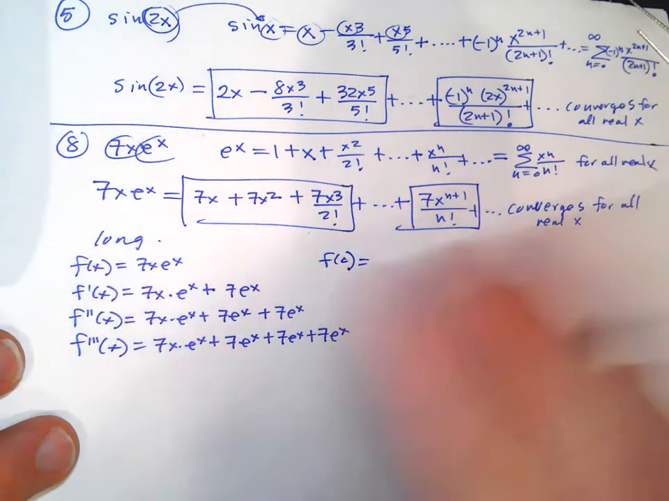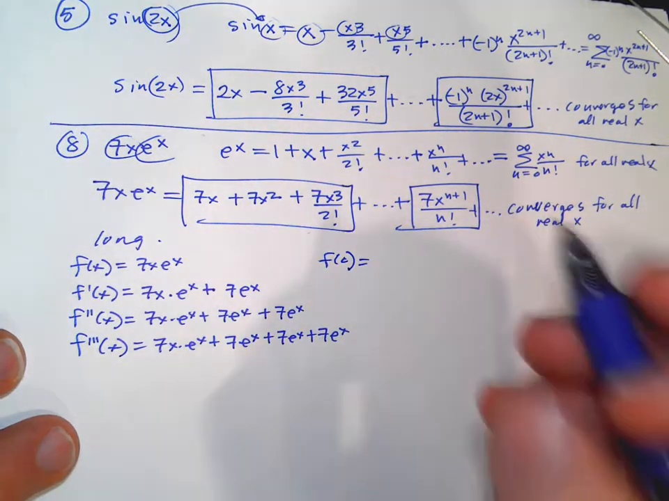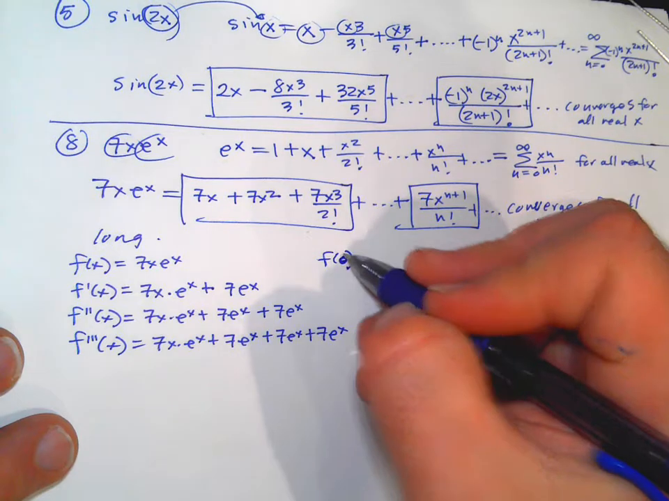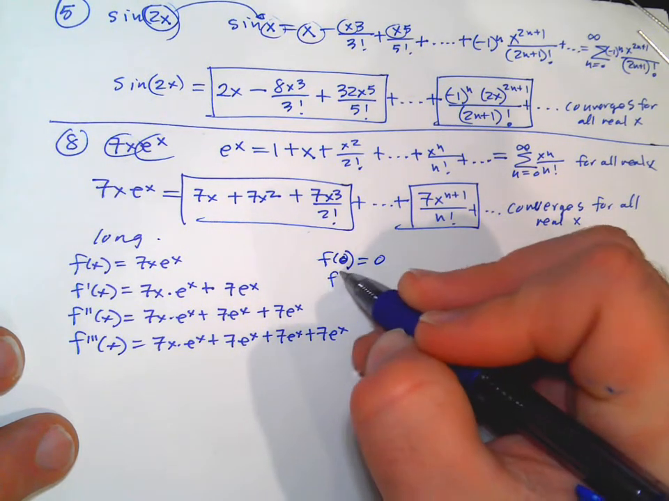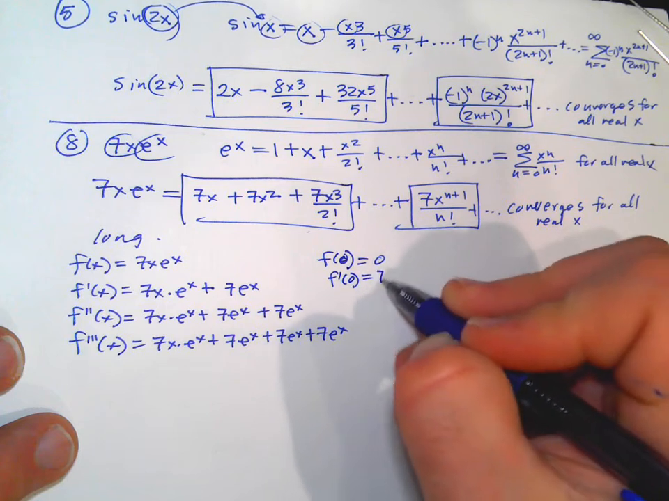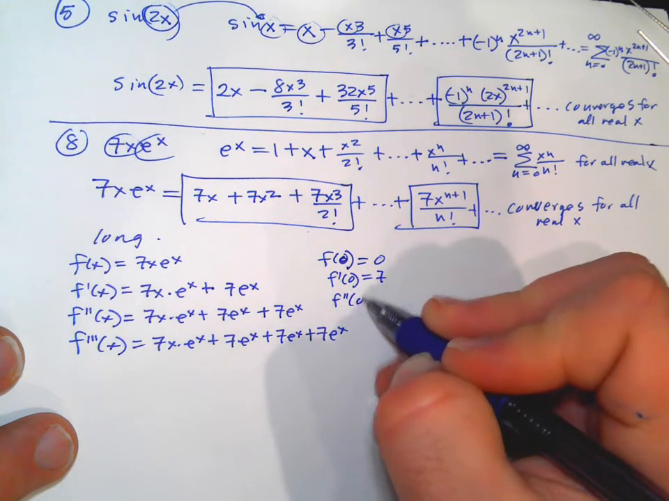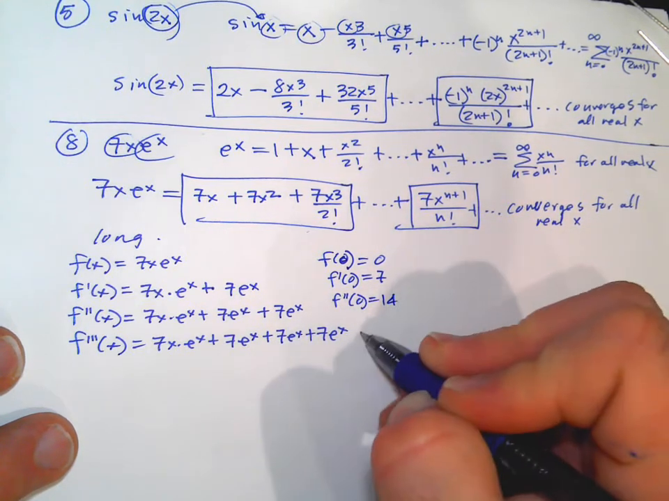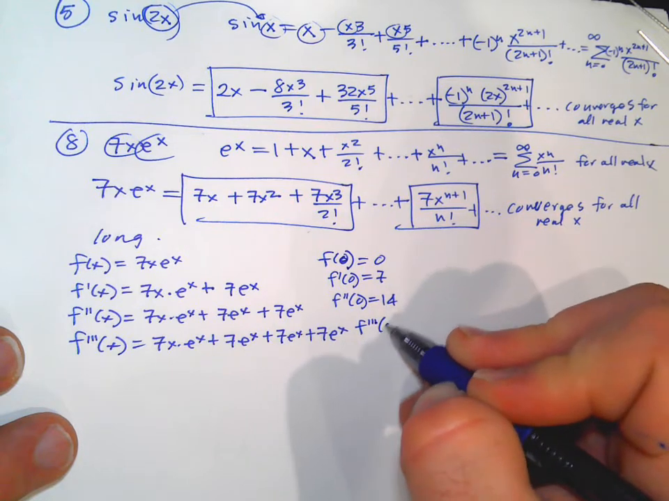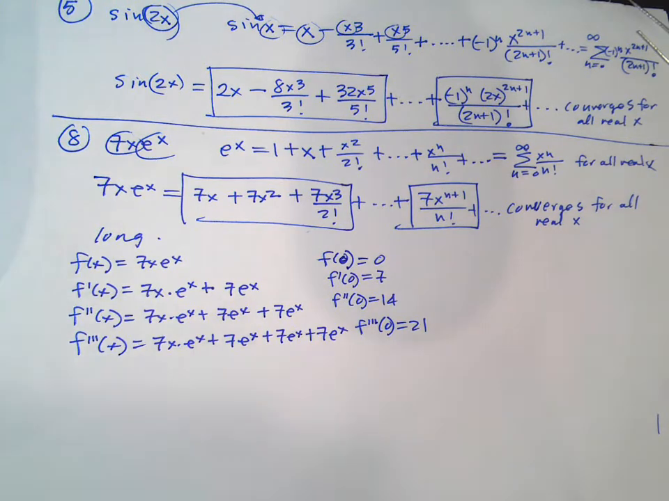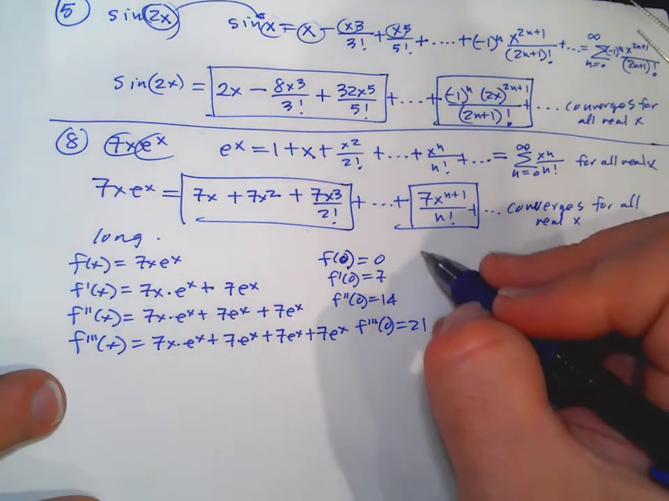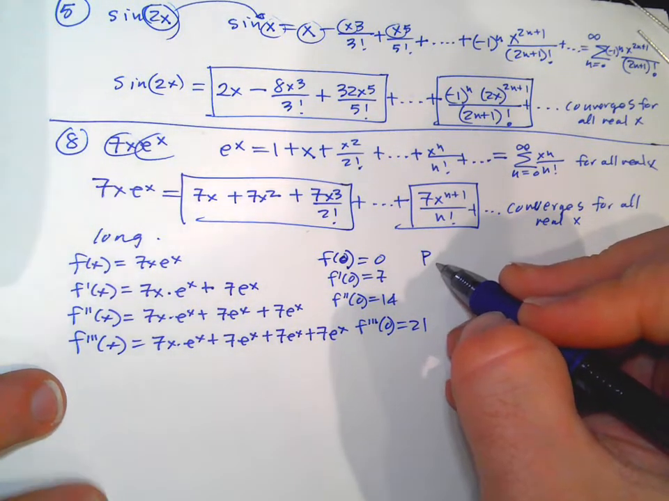All those series on that page are Maclaurin series. So these are Maclaurin series, which means they're centered at 0. So you would get 0, 7, 14, and 21. And then you would plug them into that pattern for Taylor polynomials.